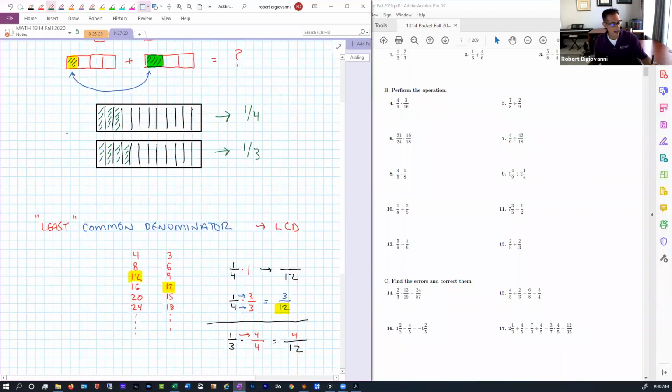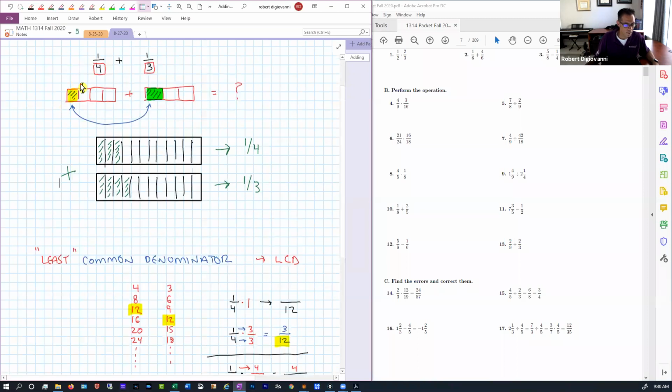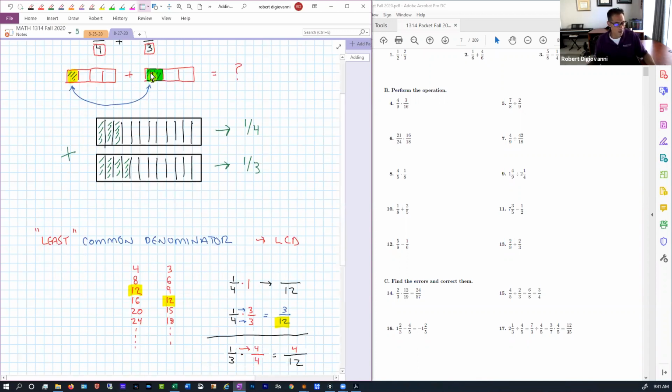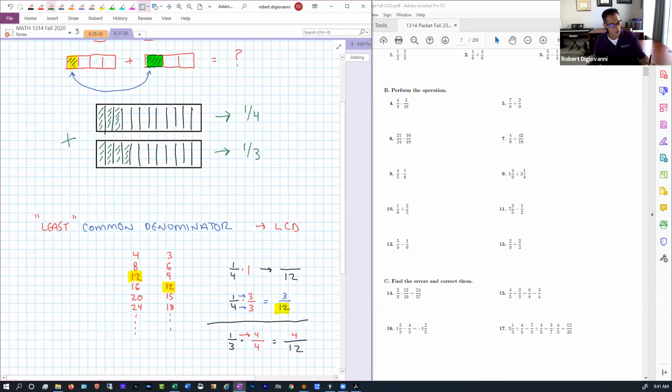So now if I want to add those together, do you see that the pieces that I have are equal? They have the same length, as opposed to up here, this yellow and this green, they weren't the same. So I couldn't add those two together. So what we've done is we've somehow converted these fractions into something where they correspond to one another now.